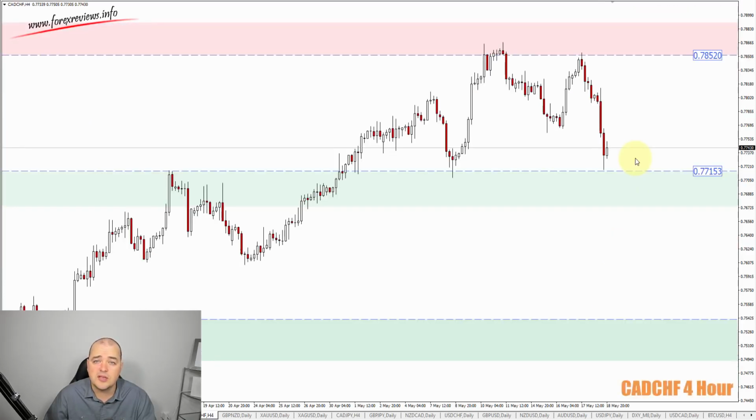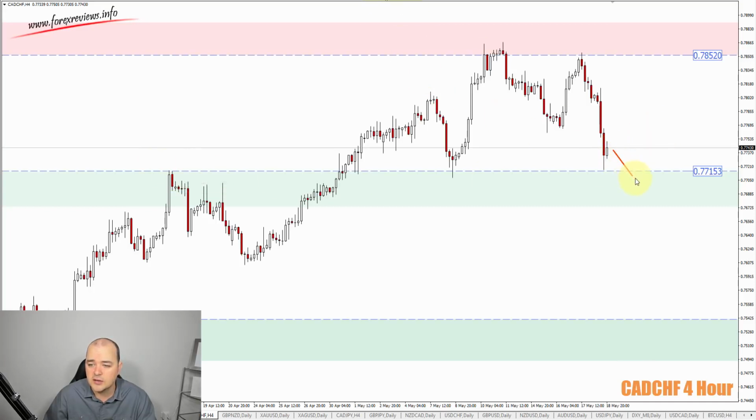The next pair I'd like to cover is CAD Swiss, and I'm on the 4-hour chart. Now the zone I'd like to mention on this market this week is the 77.15 zone area. This is an area that acts as strong support, looking left back here on the previous test of this important zone. And it's also an area that acted as strong resistance in the past, looking left back here.